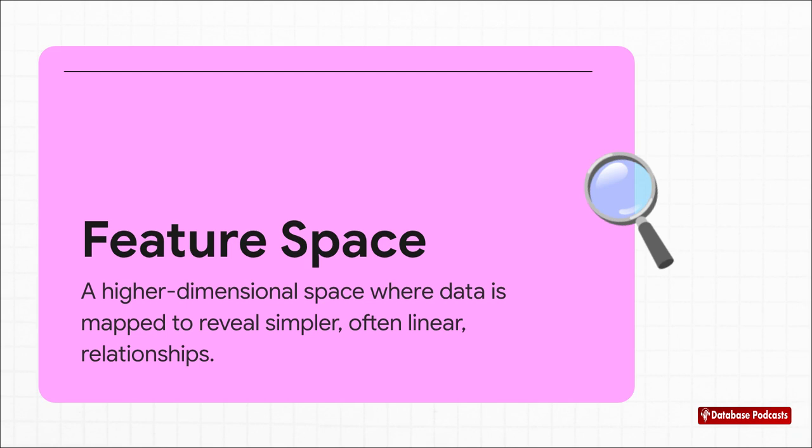The mapping that gets us there, which we note as phi of x, takes our original data points and transforms them into these new feature vectors. The whole goal is that in this new higher dimensional space, all those complex relationships from before suddenly look simple and, you guessed it, linear.